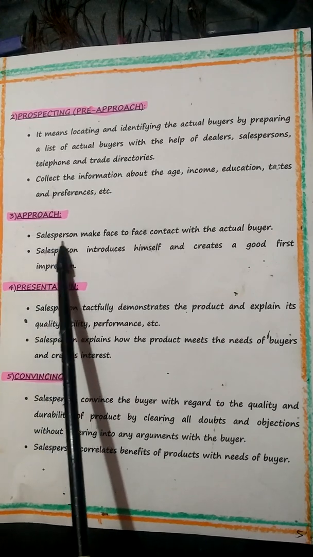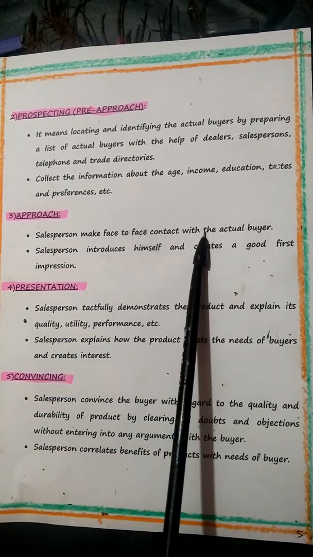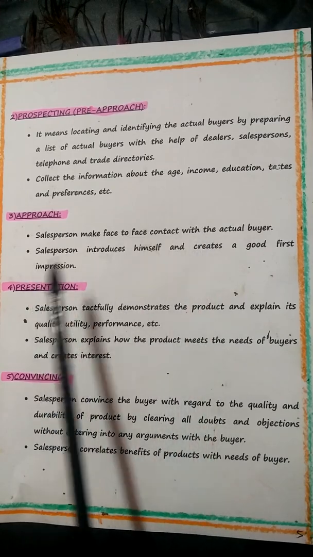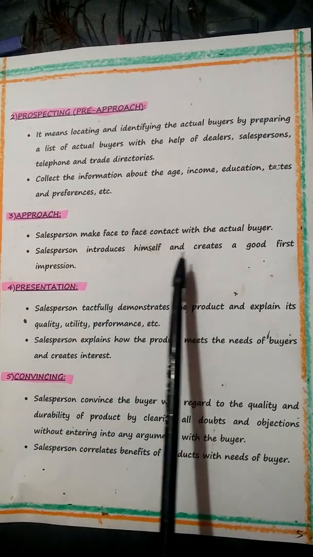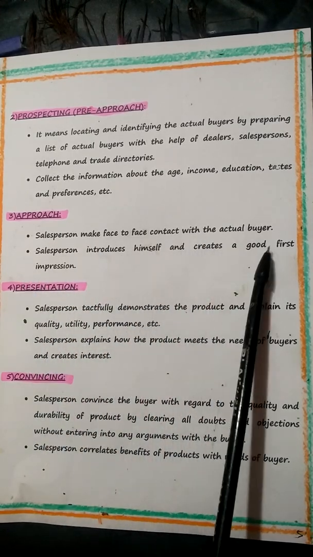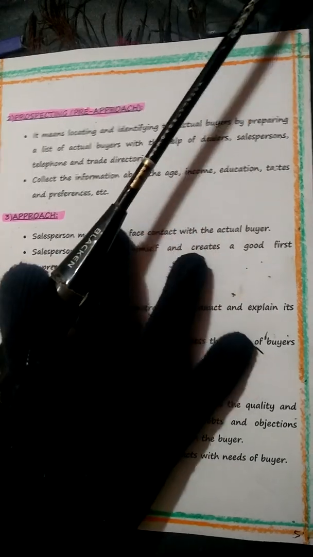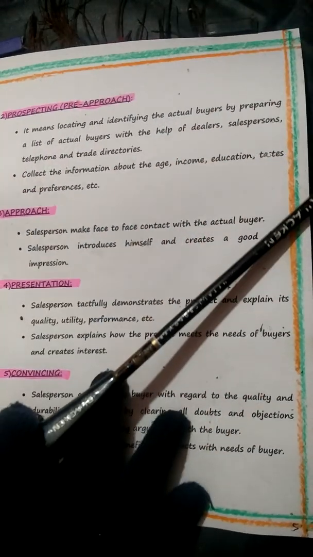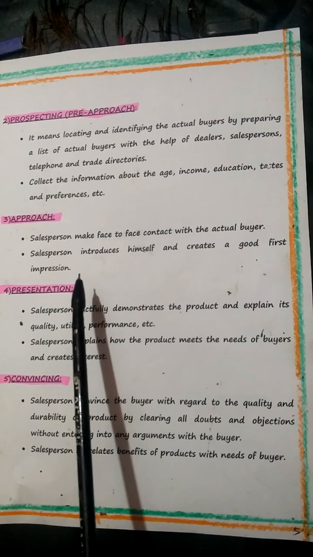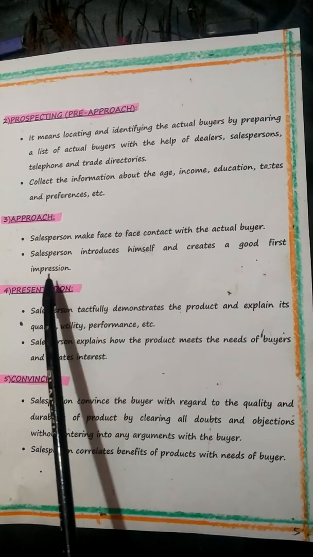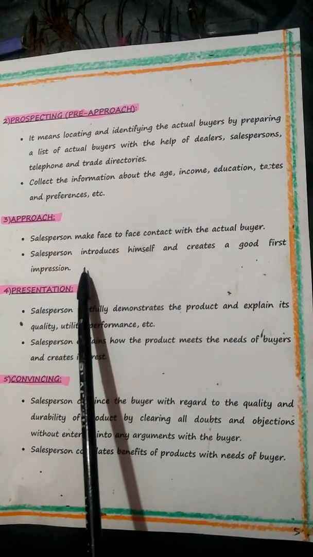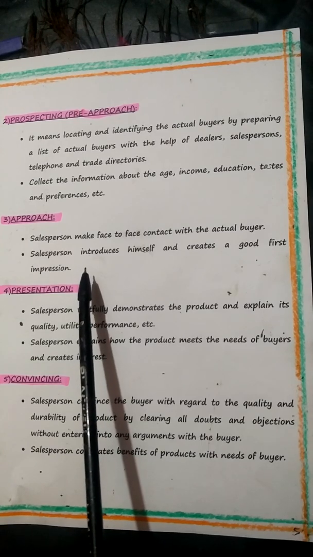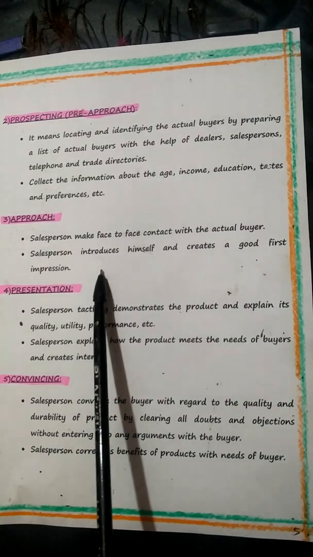Sales representatives, salespersons make face-to-face contact with the actual buyer, very important, person selling. The salesperson introduces himself and creates a good first impression. First impression is a lasting impression. You must know this. First impression always is a lasting impression. So you must create a good impression. That means what happens here, children? You must be grabbing the buyer's attention and opening the doors for a more fruitful conversation, sales conversation.